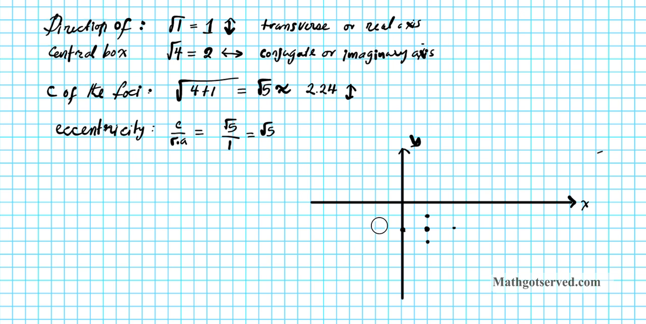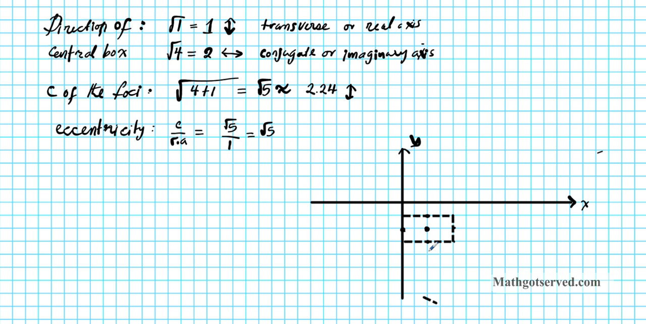Now let's graph the central box. We're going to use dotted lines here. This is not part of the graph, so just make it dotted right now. Dotted, dotted, dotted, like that. Okay, all right, now we have our central box.